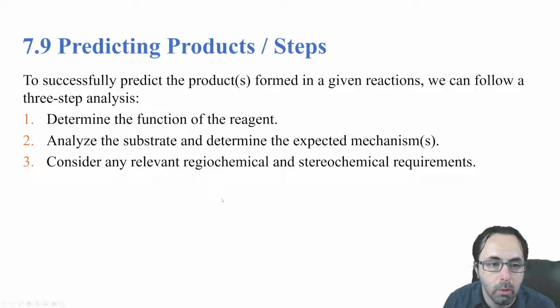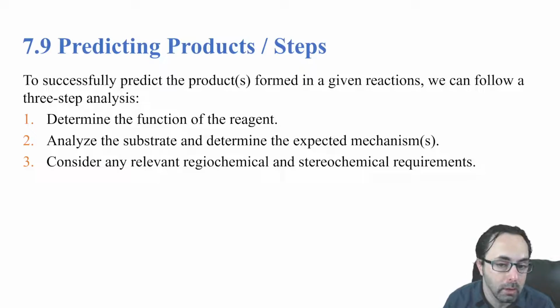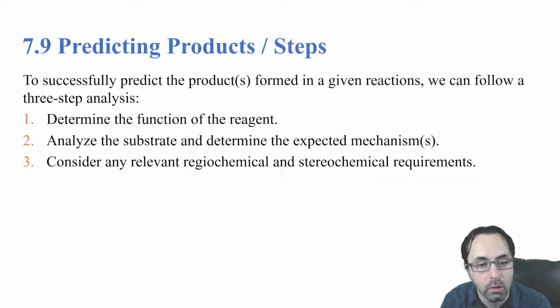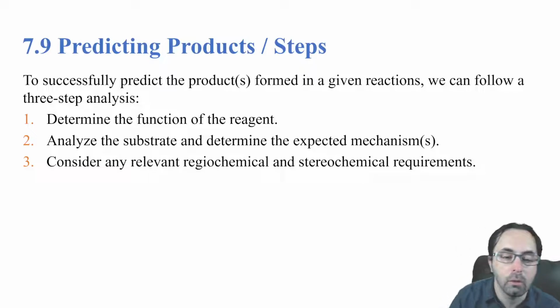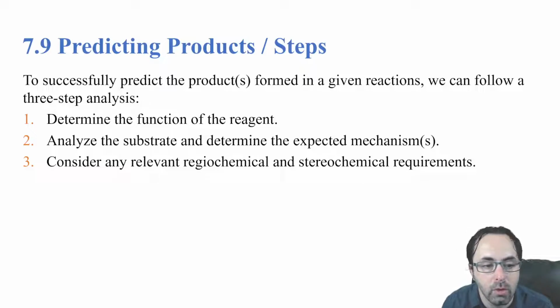So to predict the products, we're going to have to do the following analysis. We want to determine the function of the reagent. So we want to take a look at what is the reagent. We're going to evaluate it on these factors: strong or weak nucleophile, strong or weak base. And of course, bases are good for eliminations. Nucleophiles are good for substitutions, a good nucleophile. And there's a lot of overlap there, which we'll talk about.